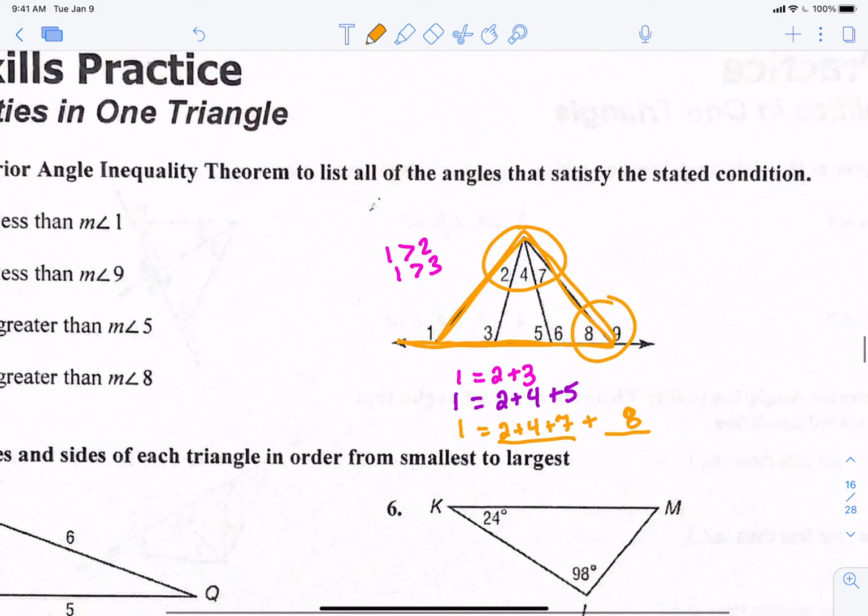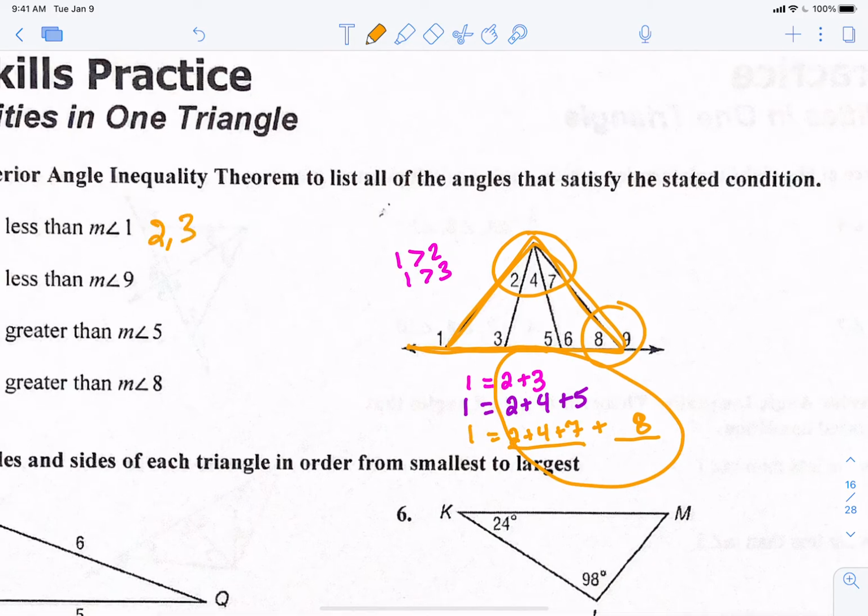So which ones are less than angle 1? 2, 3, 4, 5, 7, 8. Holy crap, that's a lot. A lot of list. There's no angle number for the one on the right.